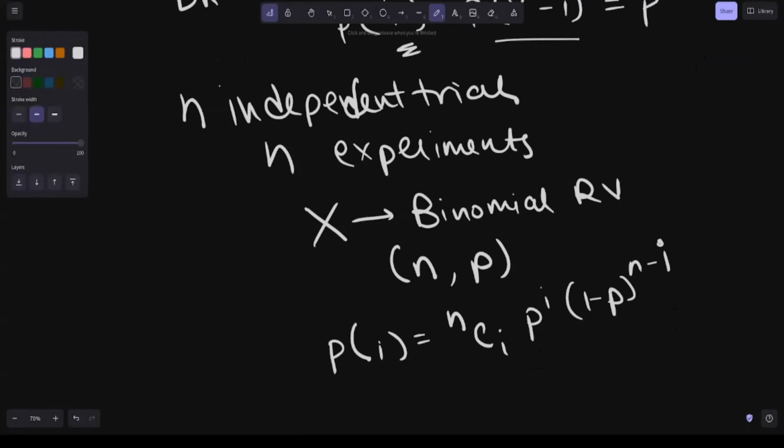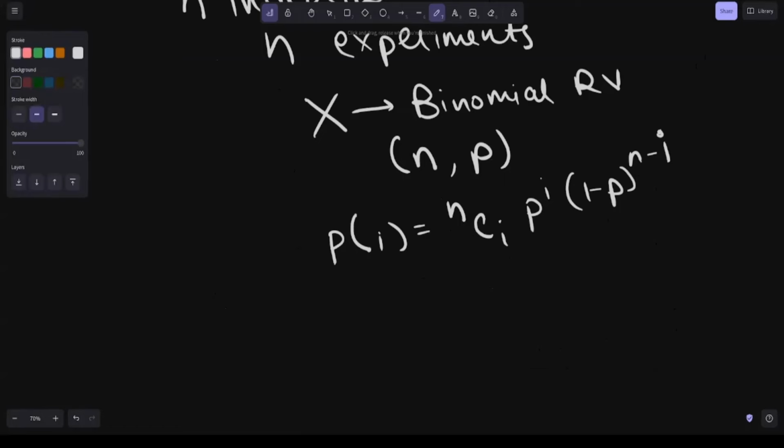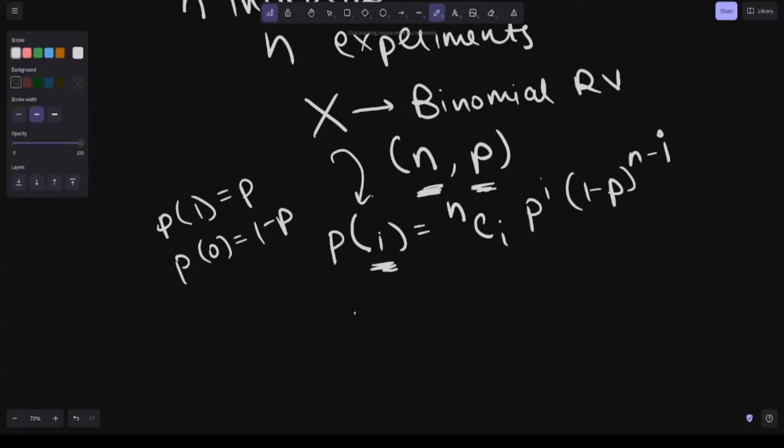So how am I getting this logic? In this, n is the total number of trials, and p is the probability of 1. Probability of 1 is p, probability of 0 is 1 minus p. So how do I get this? P of i means X is equal to i, which means I have gotten i ones and n minus i zeros. That is the simple logic of this.